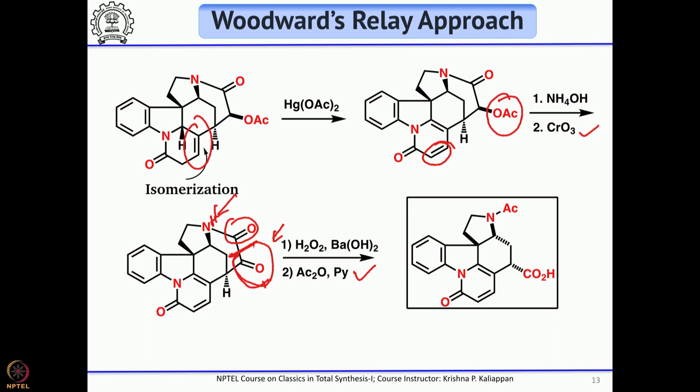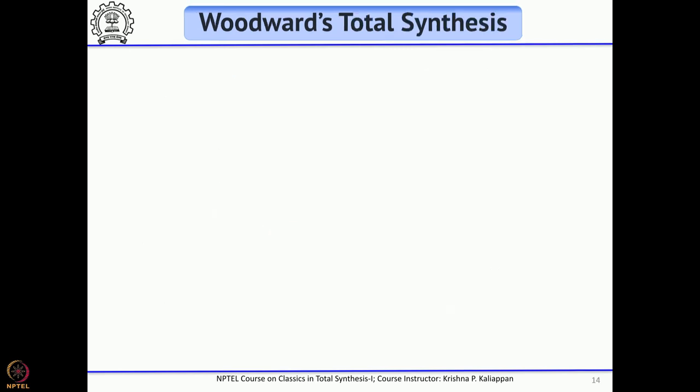So now you know Woodward has come up to this stage. Starting from simple phenyl hydrazine, he could come up to this stage. The same compound Woodward also got by degradation from strychnine in large quantity. So now what he felt, this compound made from strychnine in large quantity could be used further instead of starting from simple starting material. And here also you can see that the ester gets hydrolyzed to get the carboxylic acid.